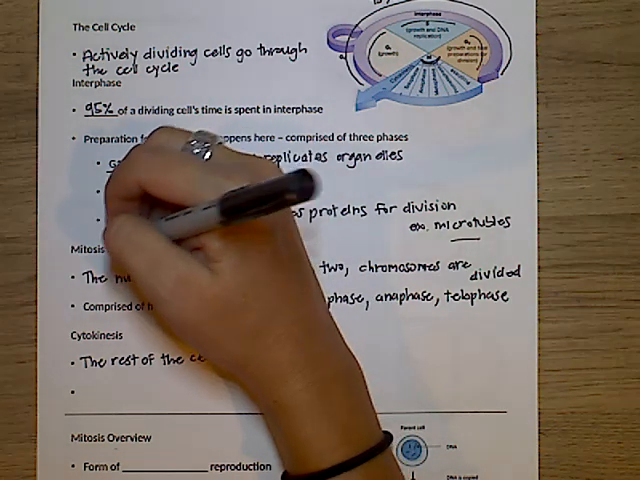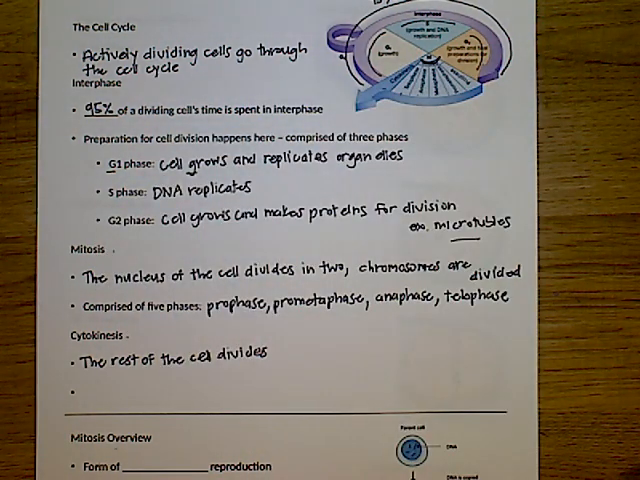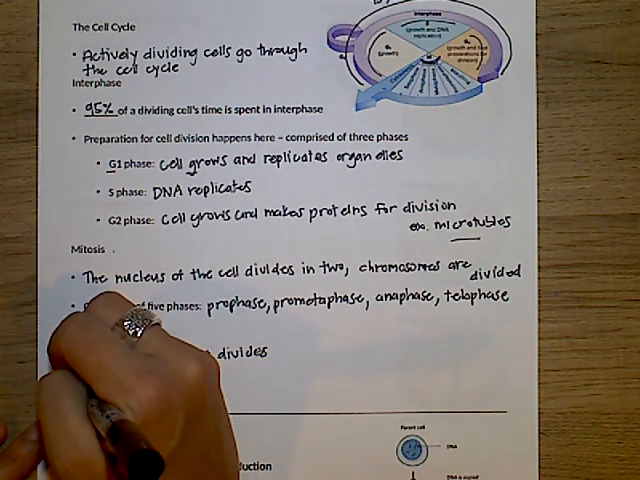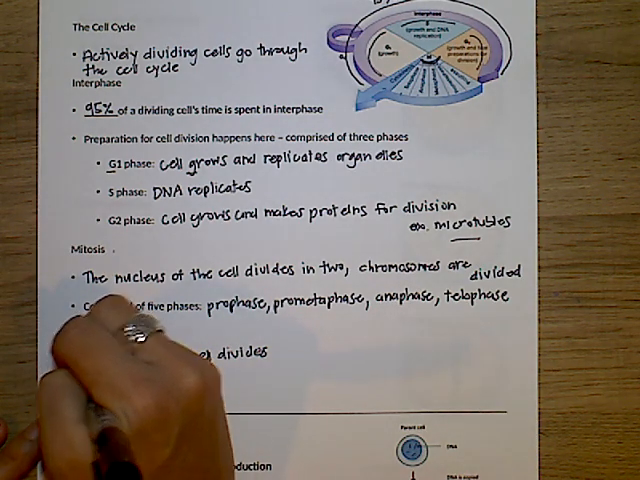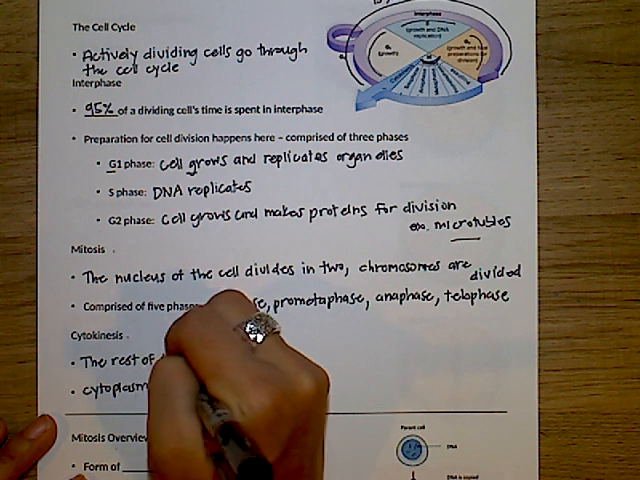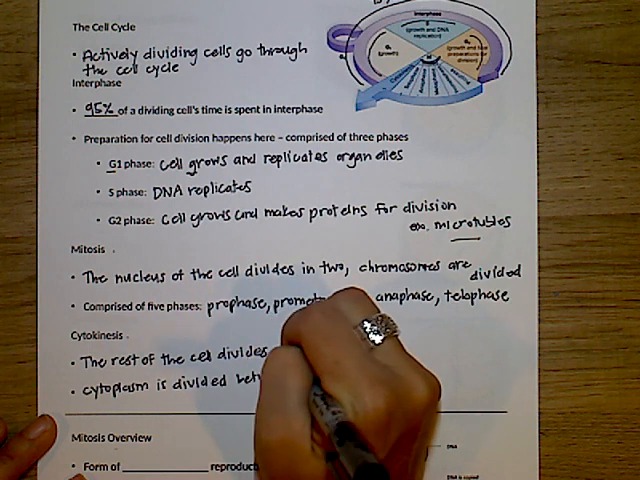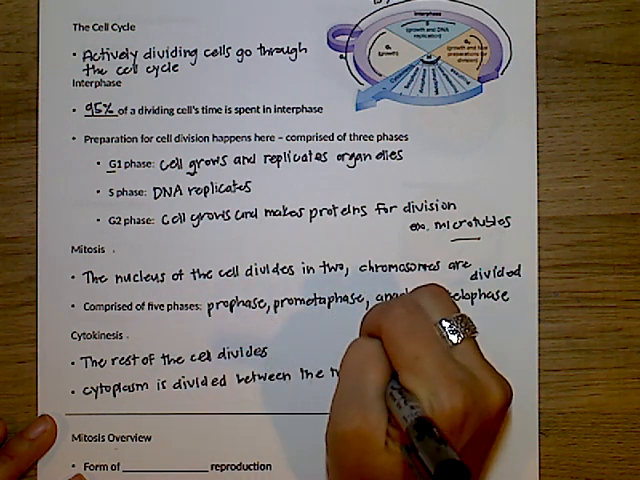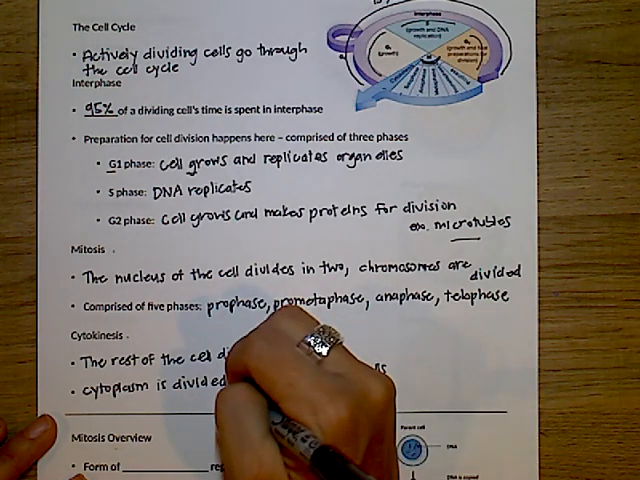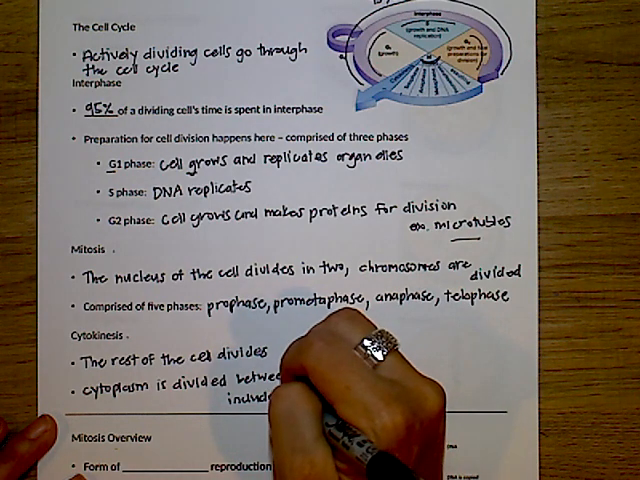So mitosis is for dividing the DNA, the genetic material, and cytokinesis is for dividing everything else, because those new cells need all the organelles, cytoplasm. So that brings us to our next point, is cytoplasm is divided between the 2 cells. And this includes organelles and cytoskeleton, etc.